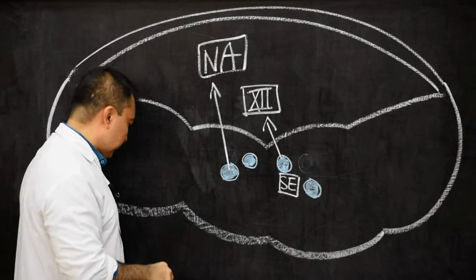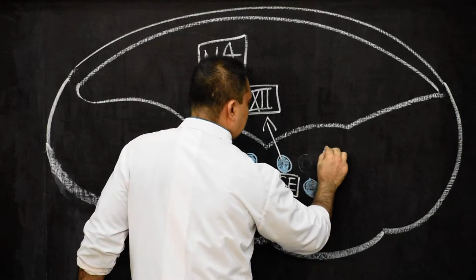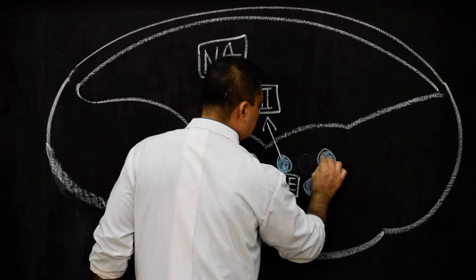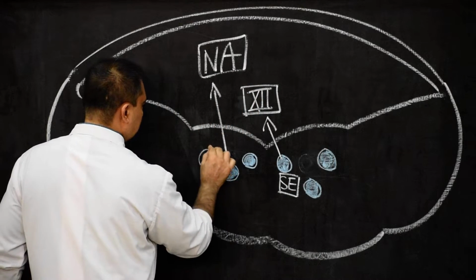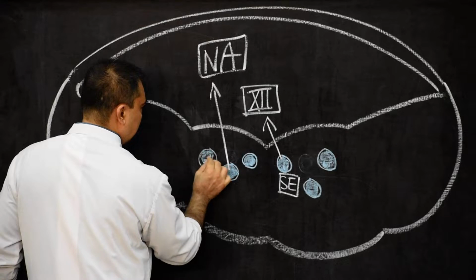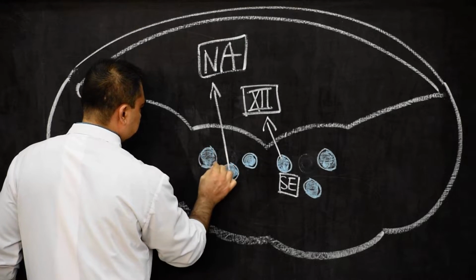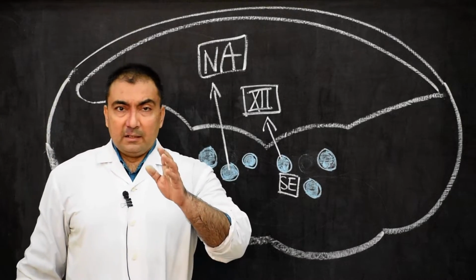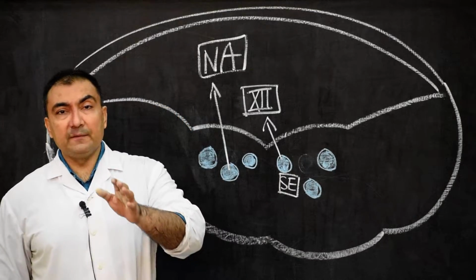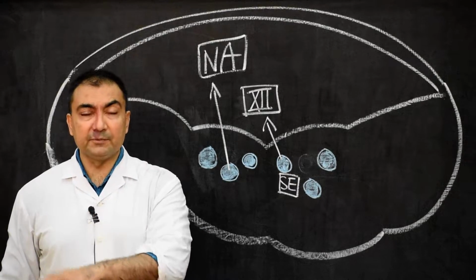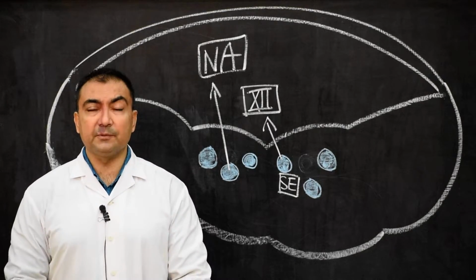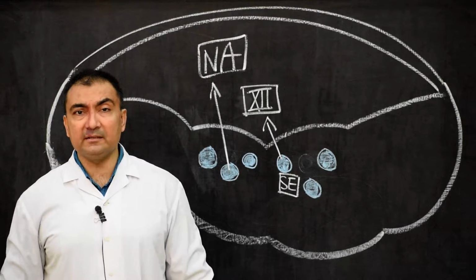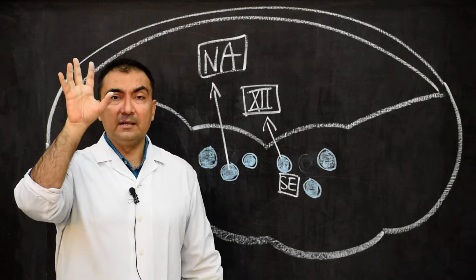Then we go to the third pair of nuclei. The third pair of nuclei is represented by which functional component? It is represented by general visceral efferent. And this general visceral efferent will lead to the development of preganglionic parasympathetic fibers, which supply secretomotor fibers to the glands, as well as fibers which supply smooth muscles of the alimentary system, respiratory system and the heart.